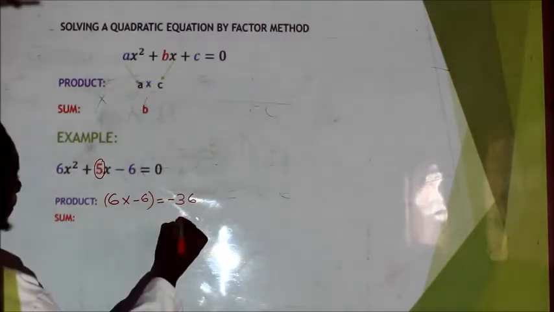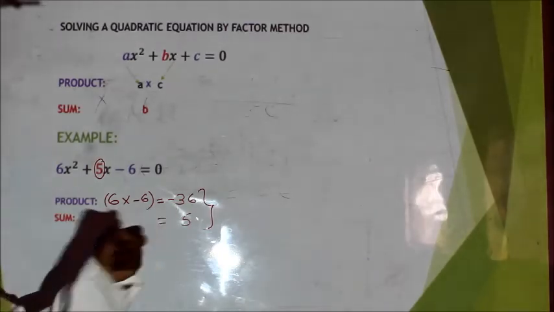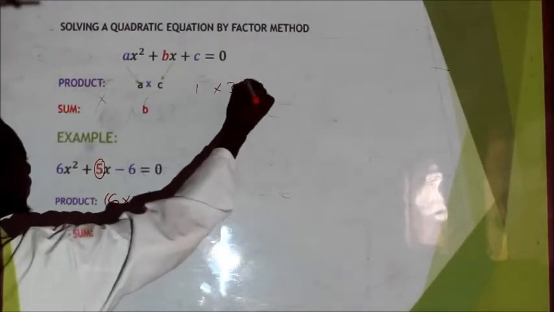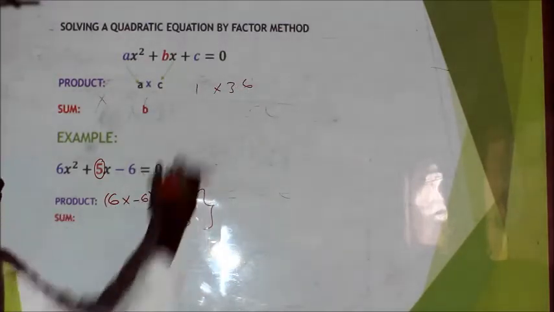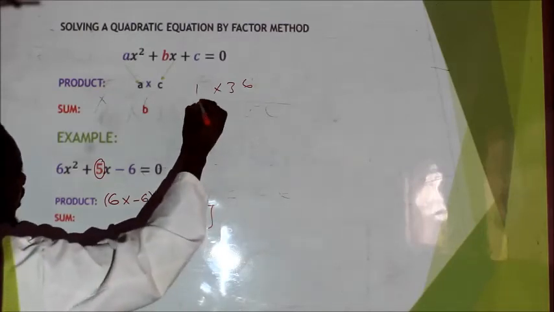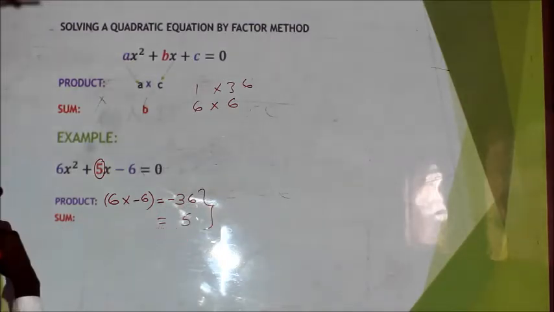So you are looking for two numbers. Your sum is 5, your product is negative 36. You are looking for two numbers such that when you multiply the two numbers, you get negative 36, and when you add the two numbers, you get 5. That can easily be done by listing down the factors of 36. That is 1 by 36. Of course, that gives 36, but it doesn't add to 5. Maybe you can go and check 6 by 6. That gives you 36, but doesn't add to 5.